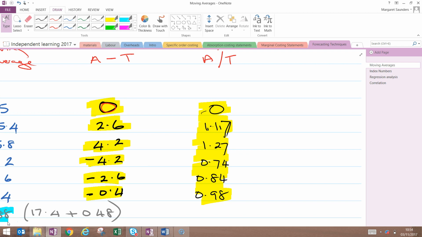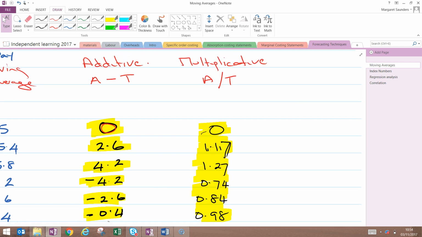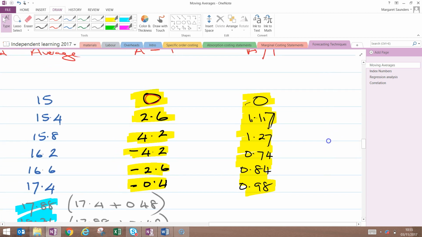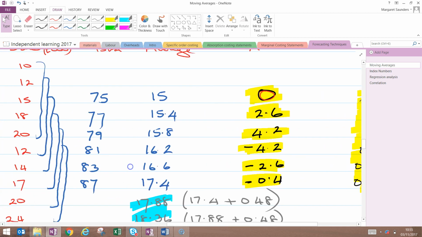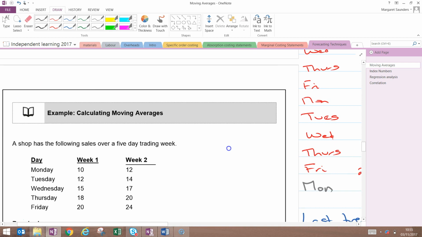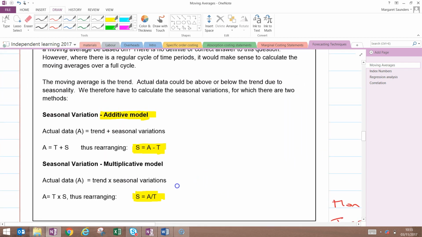So now, what about if we were using the multiplicative model? We calculated the seasonal variations, A divided by T, and we have these 6 figures. So again, on the Wednesday, we have 2 seasonal variations. We need 1 seasonal variation for each time period. So in this example, 1 seasonal variation for each day of the week. So we do similar to as we did earlier. So let's go back to the data.